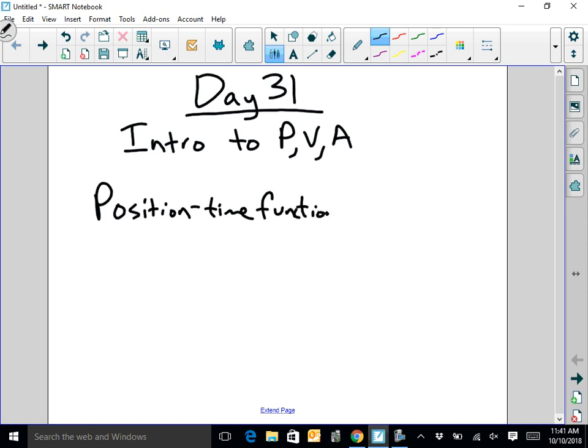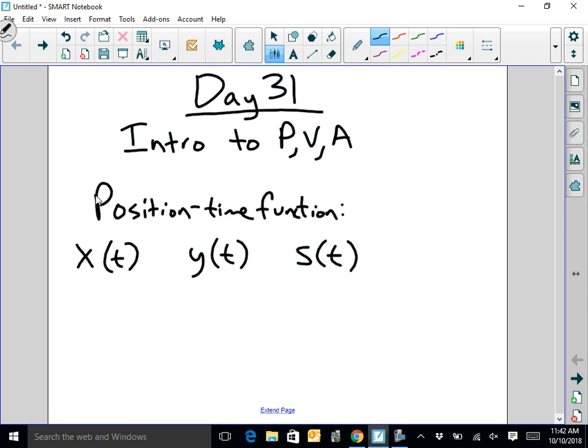For position time functions, they use three different letters that I see. Either x of t, y of t, or s of t. I have seen all three used on the AP exam, with probably a little bit more preference towards either x of t or s of t, but occasionally they do y of t as well. All right, so this just gives you the position at a specific time.